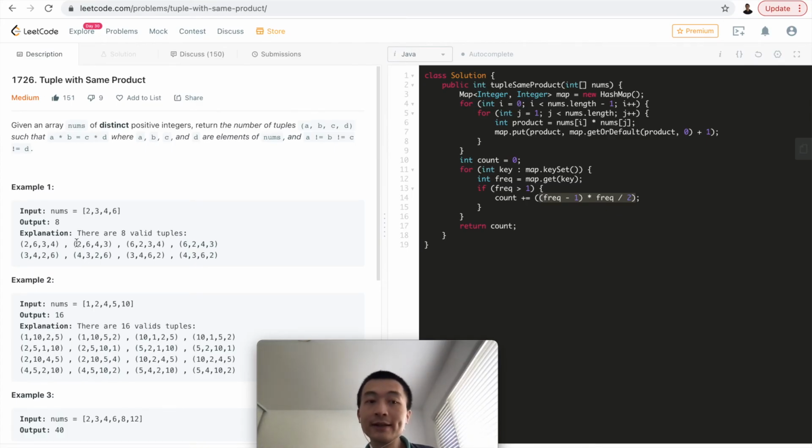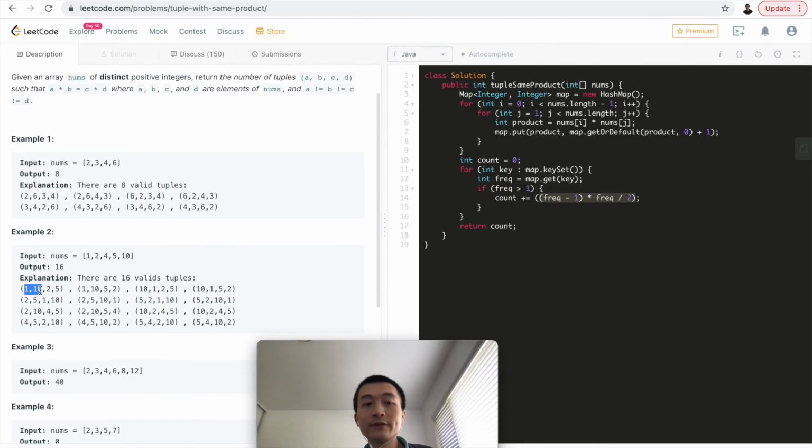So you see here, this is 2, 6, 3, 4, either 2, 6 or 6, 2, compared with 3, 4 or 4, 3, it's always 8 permutations, right? For this example, there are 2 pairs that formed to the same product, which is 10, and another 2 pairs that formed to the same product, that is 20. That is why 8 plus 8 is 16, right? So here we'll have times 8. All right, this is the entire idea and the code.